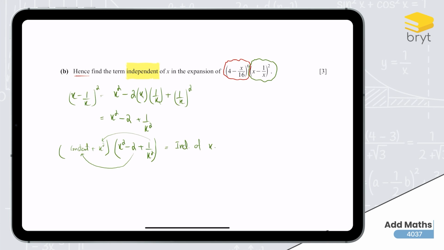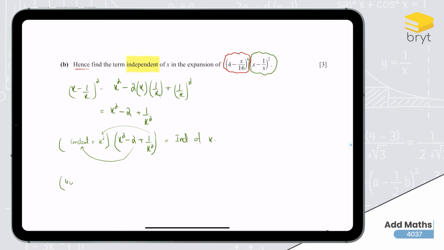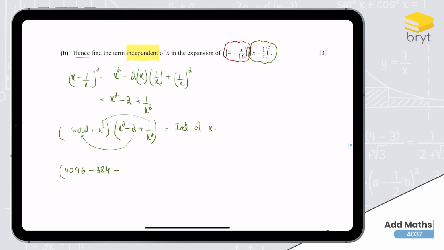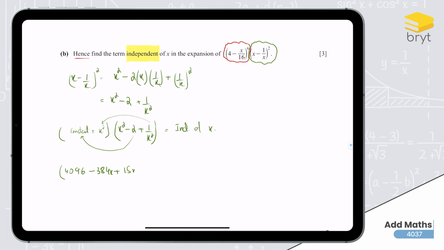Now let's use the actual terms and see how this works. In the expansion we got 4096 minus 384x plus 15x squared. Remember, we're multiplying this with x squared minus 2 plus 1 upon x squared, and what we want towards the end is the term that's independent of x. As far as 4096 goes, it will be multiplied by a constant. So 4096 times minus 2 gives us negative 8192.